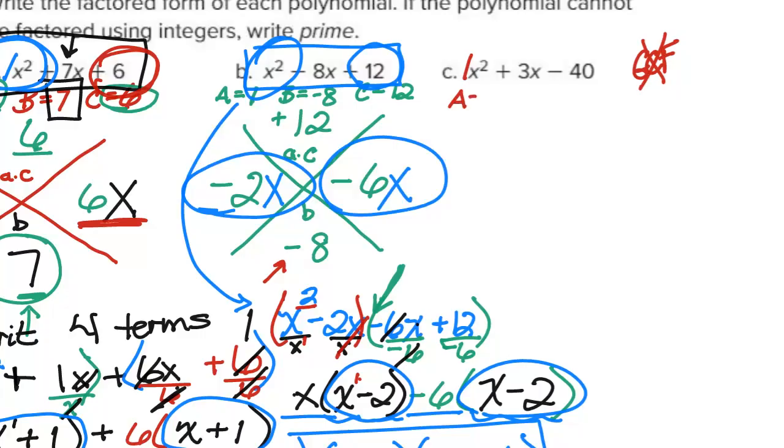And I have A is equal to 1. What's B equal to? Class? What's B equal to? 3? And C is equal to negative 40.